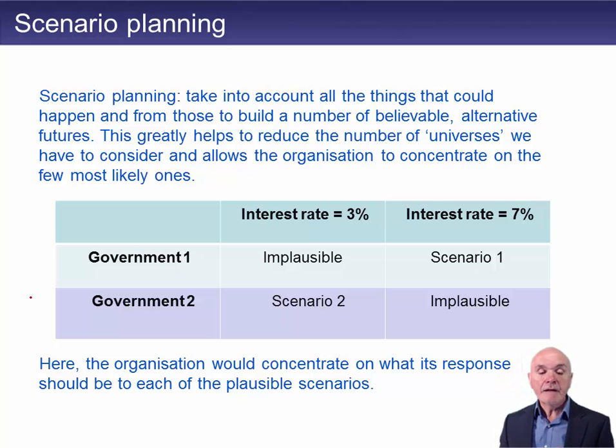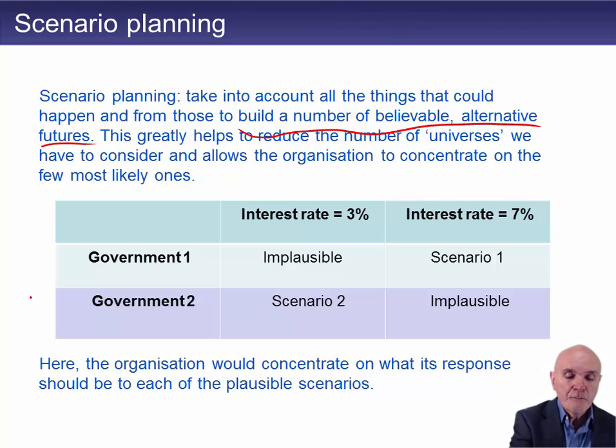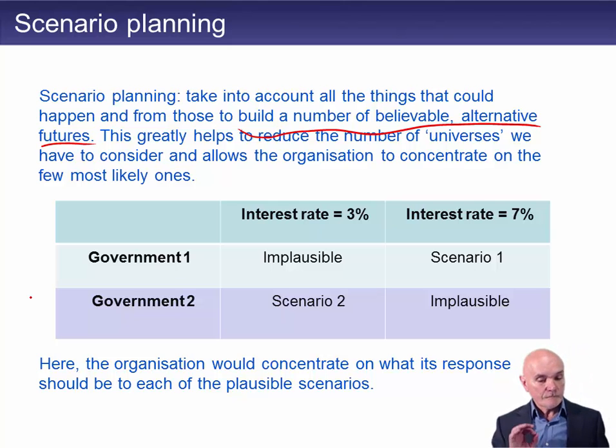And what scenario planning does, it tries to build a number of believable alternative futures. So here we have a little example with just 2 possibilities. Let's say an election is coming up. You could have government 1 or government 2, and they may have got different public spending plans and so on, which is maybe going to influence you. And interest rates could be 3% or 7%, maybe depending what world interest rates do or what the government decides to do in particular. And in theory, there are 4 possibilities there. Government 1, interest rates 3 and 7. Government 2, interest rates 3 and 7.